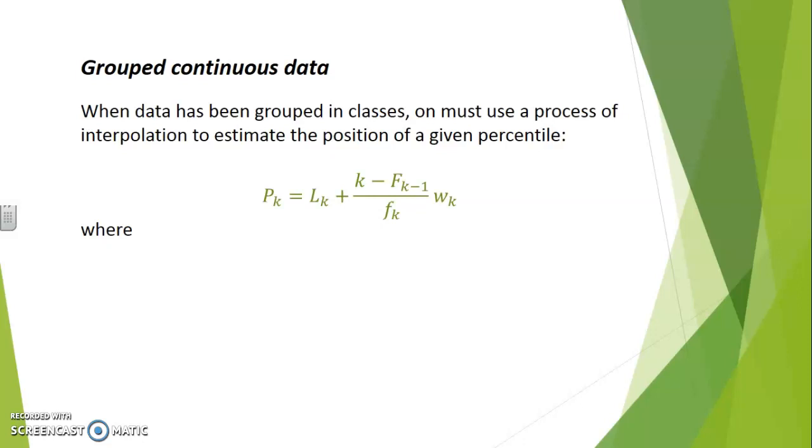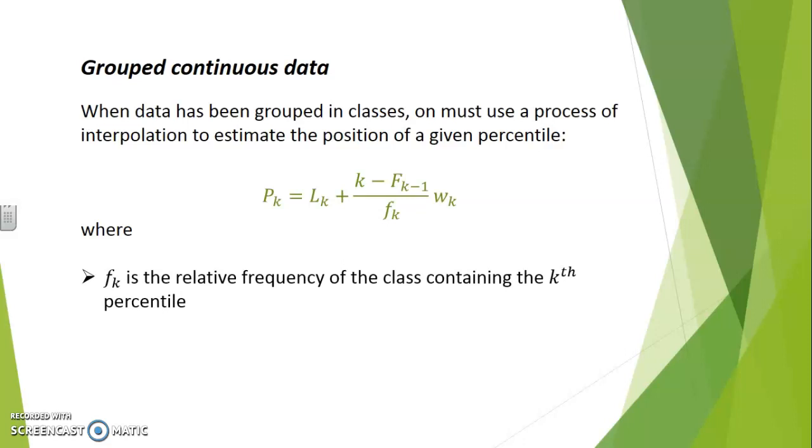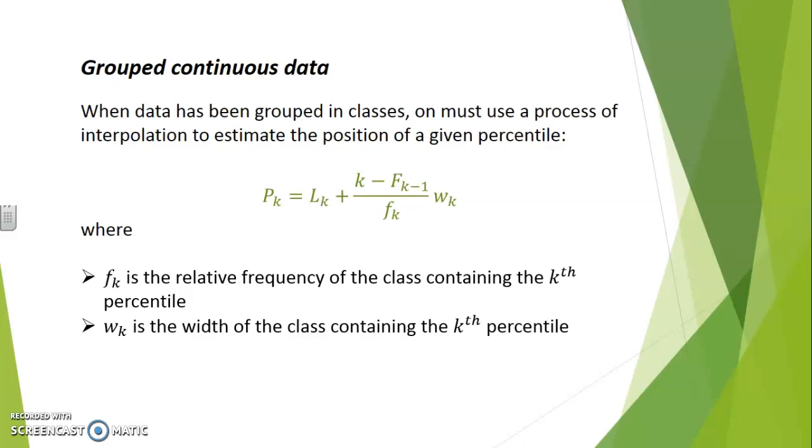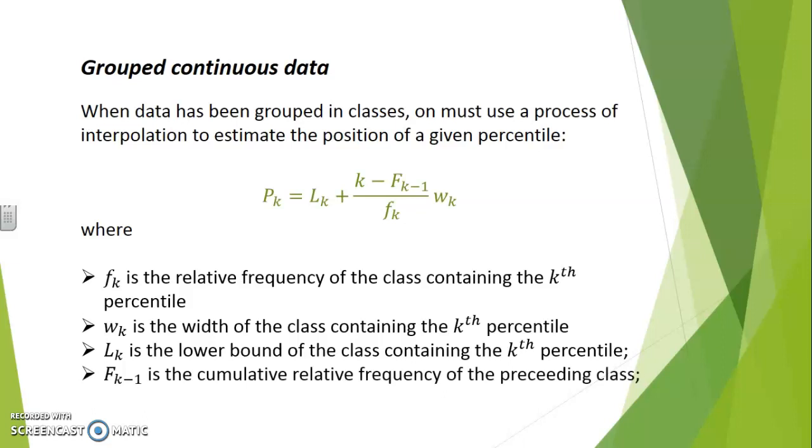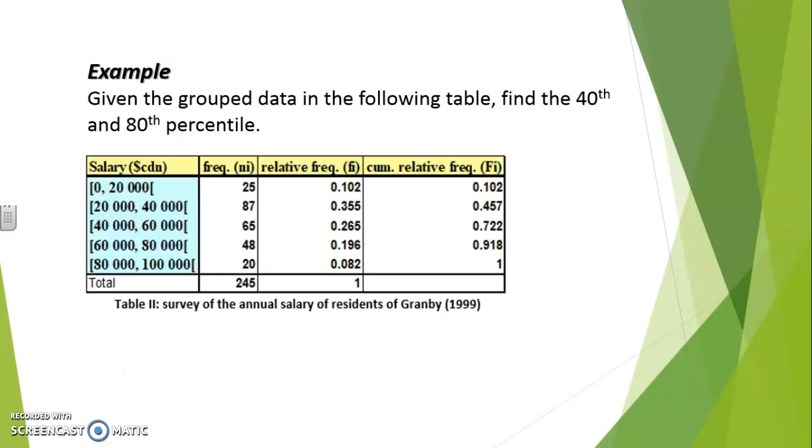So P sub k is the percentile, the kth percentile we're looking for. Lowercase f sub k is the relative frequency of the class that contains the kth percentile. W sub k is the width of the class that contains the kth percentile. L sub k is the left hand, or the lower bound, of the class that contains the kth percentile. And uppercase F sub k minus 1 is the cumulative relative frequency up till the preceding class. So let's apply this formula in an applied setting.